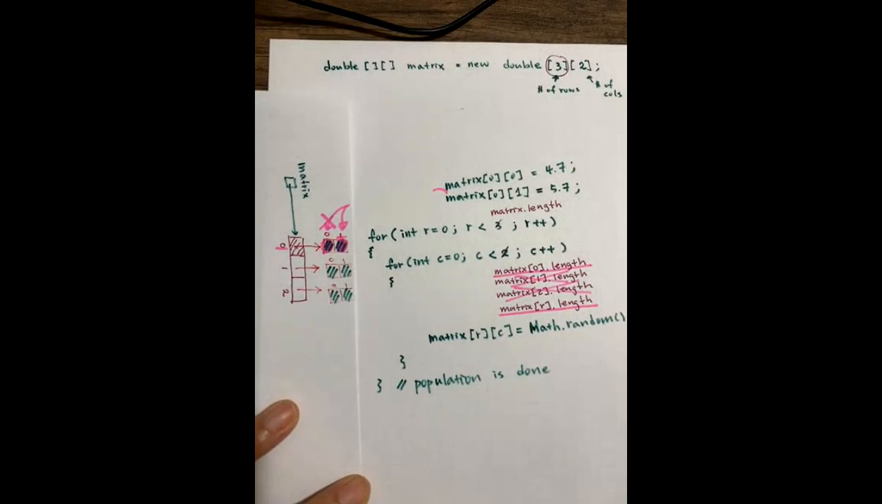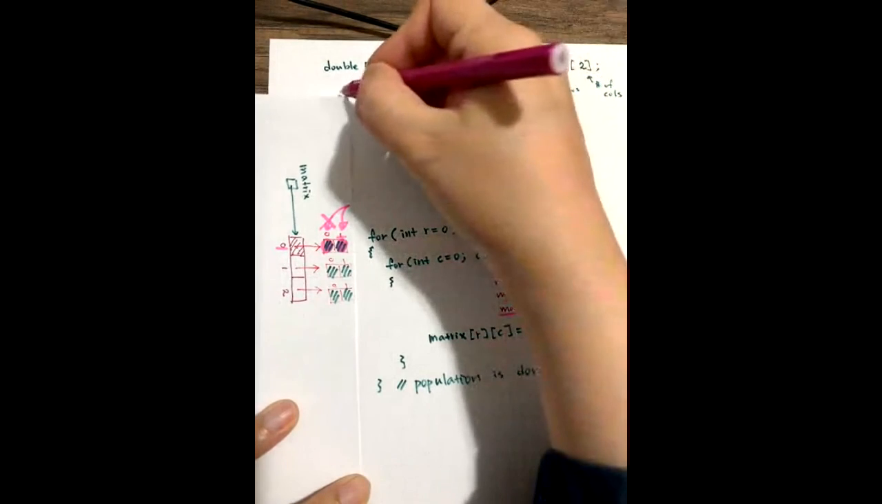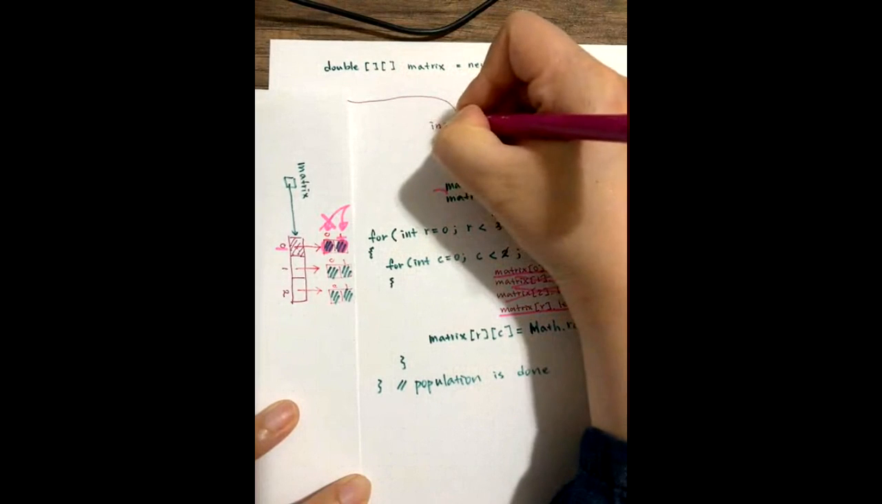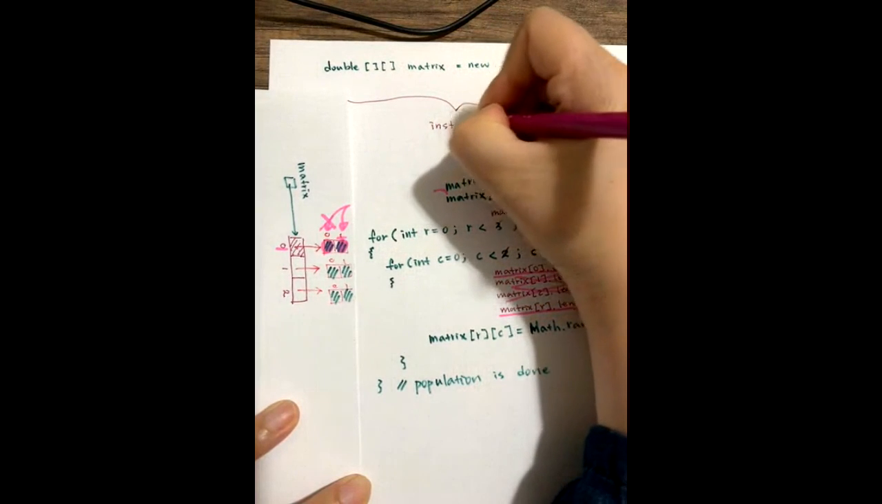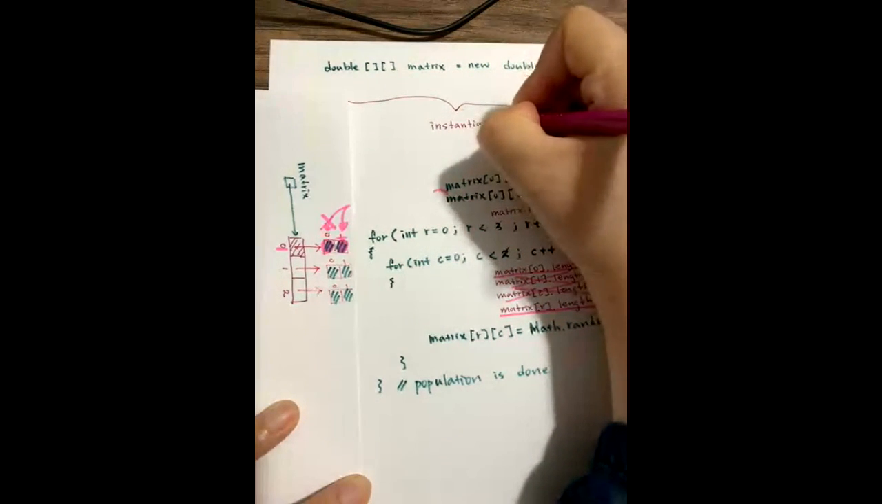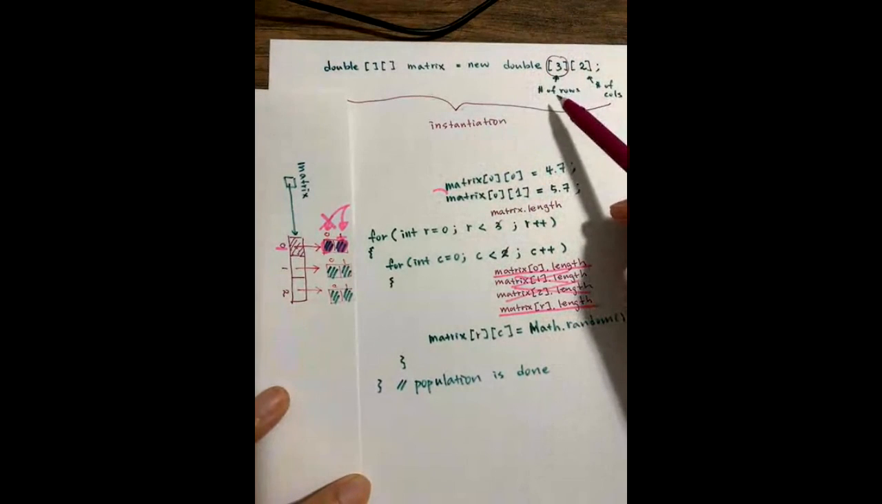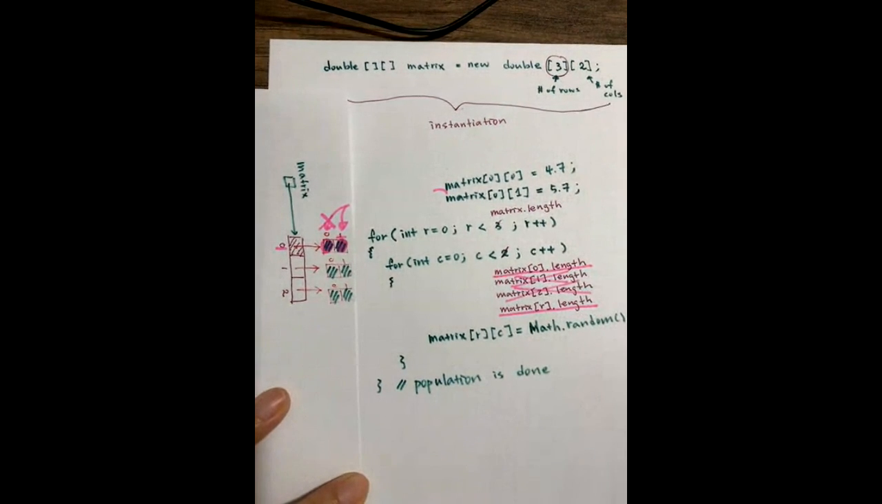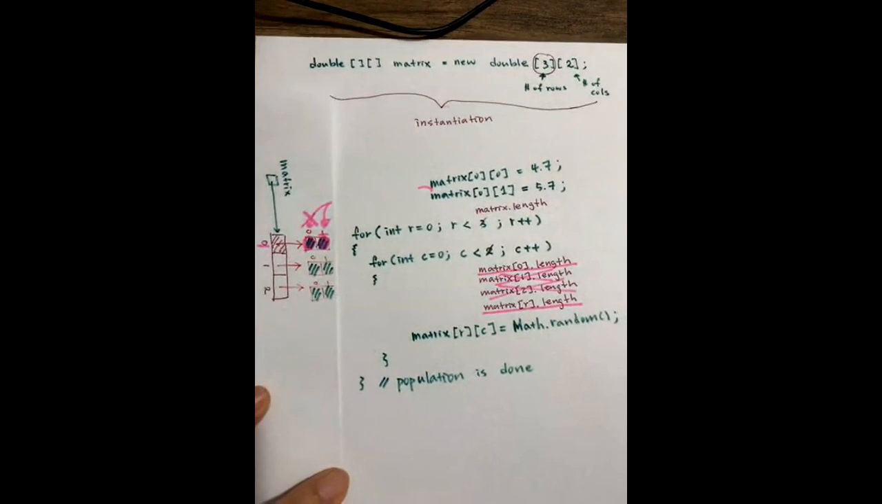Then if I go back to the first part, we call this instantiation. Instantiate an array, then populate the array by using a nested for loop. It's a very popular traditional way.